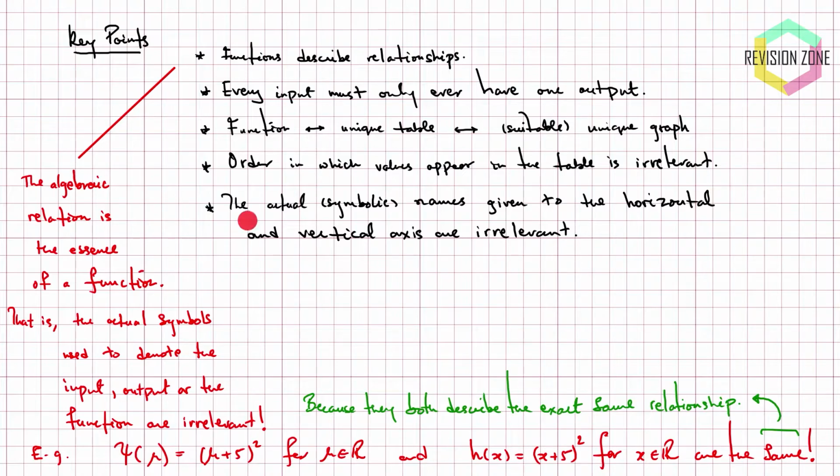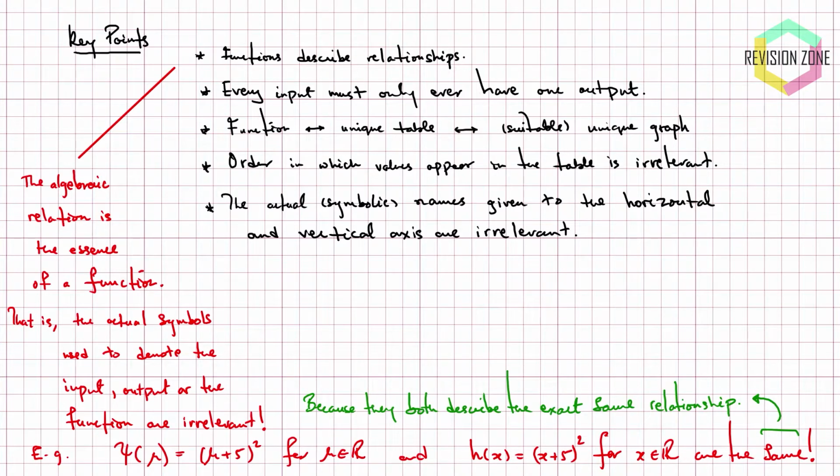And lastly, the actual symbols or names that we use to describe the horizontal and vertical axes on a coordinate system, or what the input and output of a function are called, are completely irrelevant. The more important thing is the relationship between what's put in and what you get out. And this is precisely what I say here: the algebraic relationship is the essence of a function. So the symbols used to denote a particular input or output of a function are completely irrelevant.